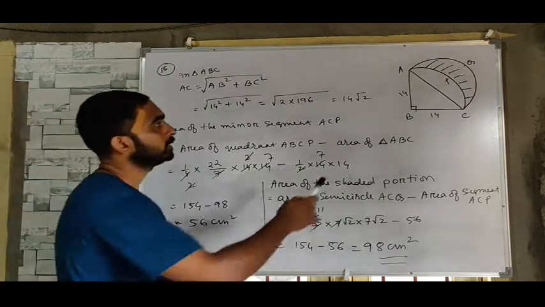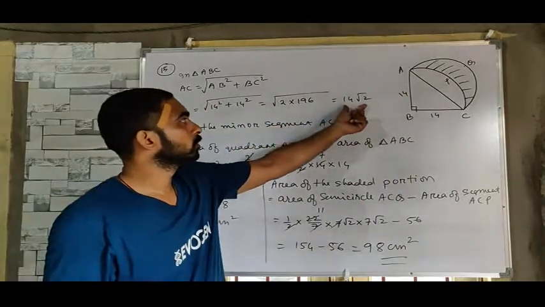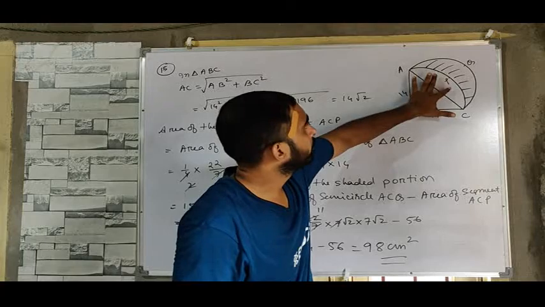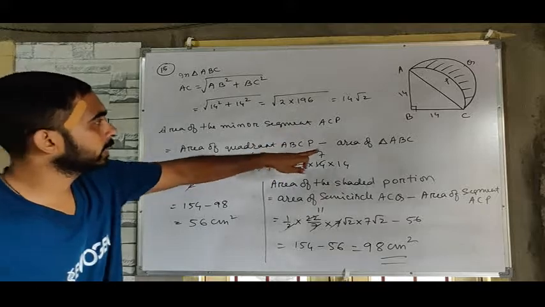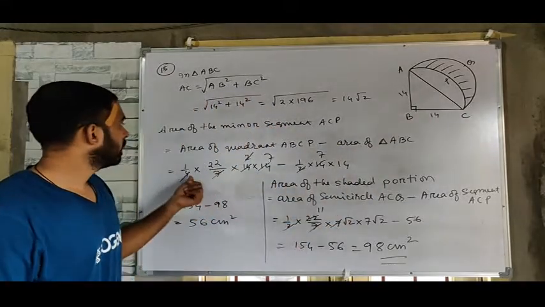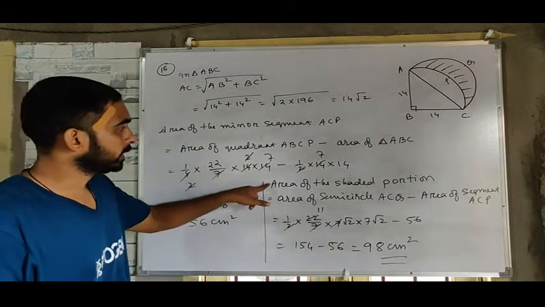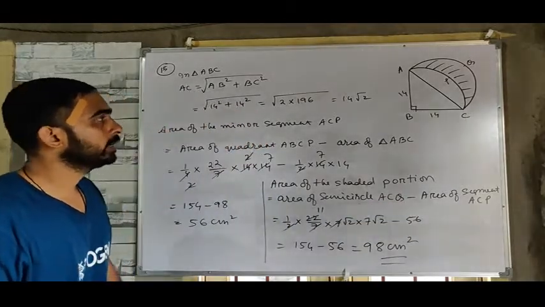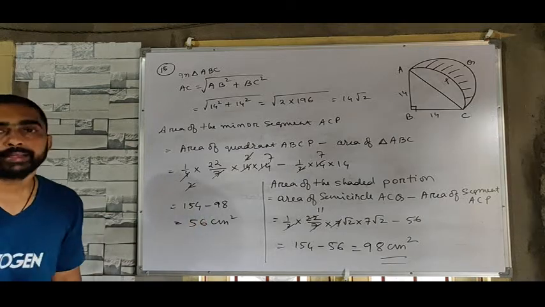First find the value of AC, because AC is the diameter of the semicircle AQC. It is 14 root 2. So if the diameter is 14 root 2, the radius will be 7 root 2. Then we find the value of this minor segment, that is the area of the quadrant ABCP minus the area of triangle ABC. Quadrant is 1 by 4 pi r square, and the triangle is a right angle triangle, half into base into height. Then at last, area of the shaded portion equals area of the semicircle ACQ minus the area of the segment ACP, half into pi r square minus 56 equals 98 square centimeter.